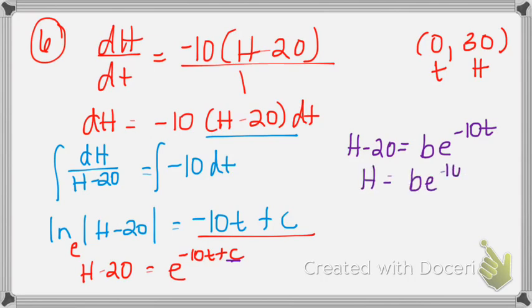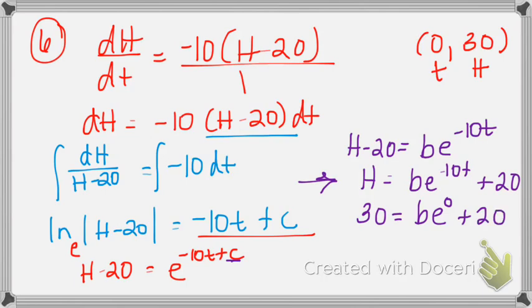So here's our equation. But then we're going to plug in the 0 and the 30. 30 for h, 0 for t, subtract 20. e to the 0 is 1, so that's just b, which means h is 10 e to the negative 10t plus 20.